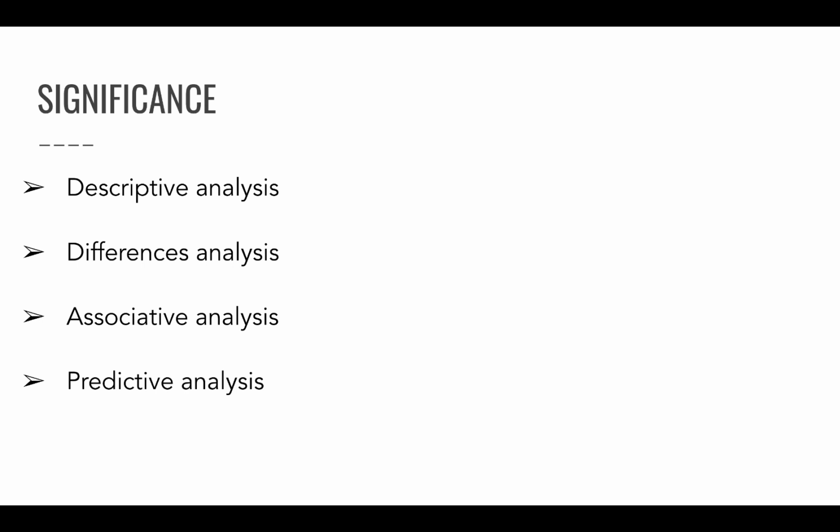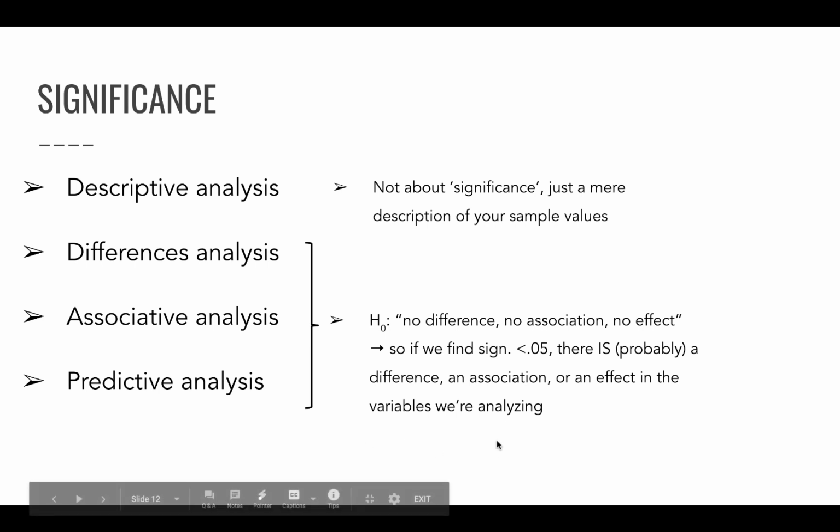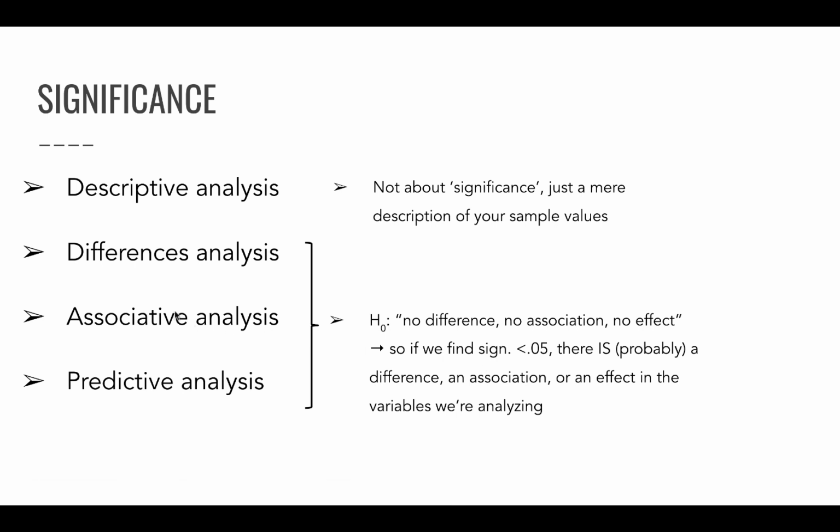So, of course, in the class about descriptive analysis, there is no such thing as significance because we're merely describing our sample values. However, in all of the other types of analysis that we cover in Marketing 470, differences analysis, associative analysis, predictive analysis, we use that H0 versus H1 description that I had on the previous slide as a way to determine whether we found a significant difference, significant association, or a significant effect. So whenever we find a p-value or a significance value that is smaller than 0.05, we can say that there is probably a difference or an association or an effect.